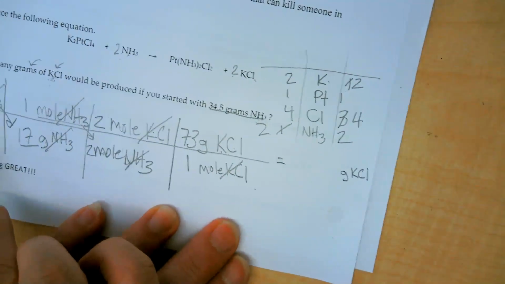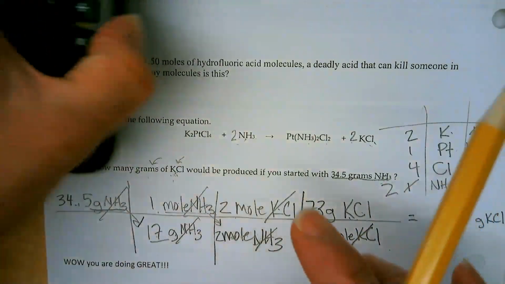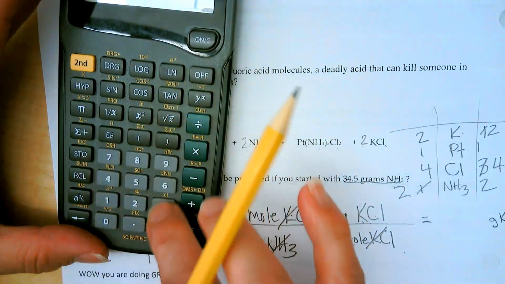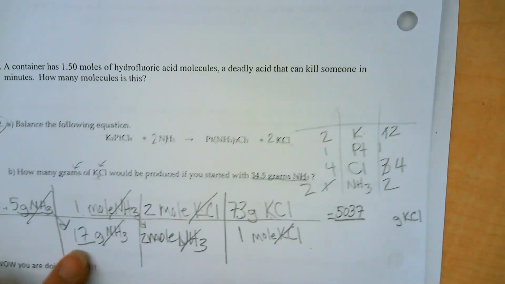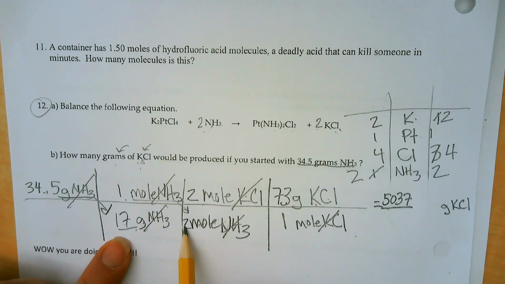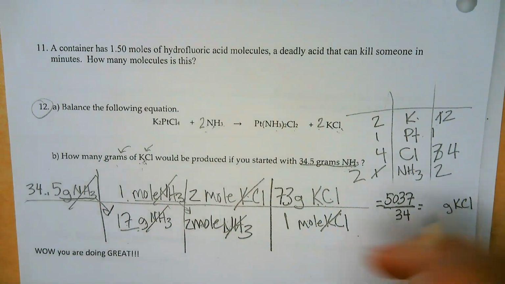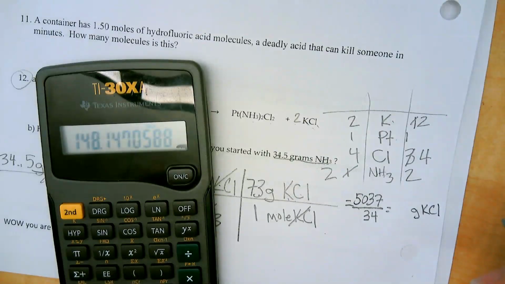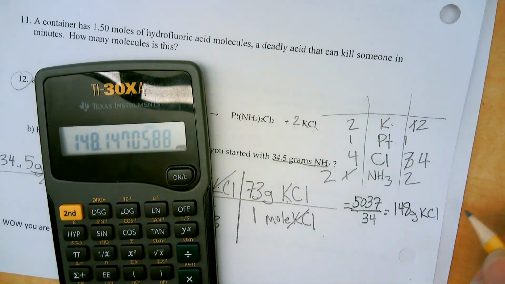And we have 34.5 times 1 times 2 times 73. And we got 5,037 for the numerator. Divided by 17 times 2, which is 34. And that is equal to 5,037 divided by 34 is 148.14. So 148 grams of KCl.